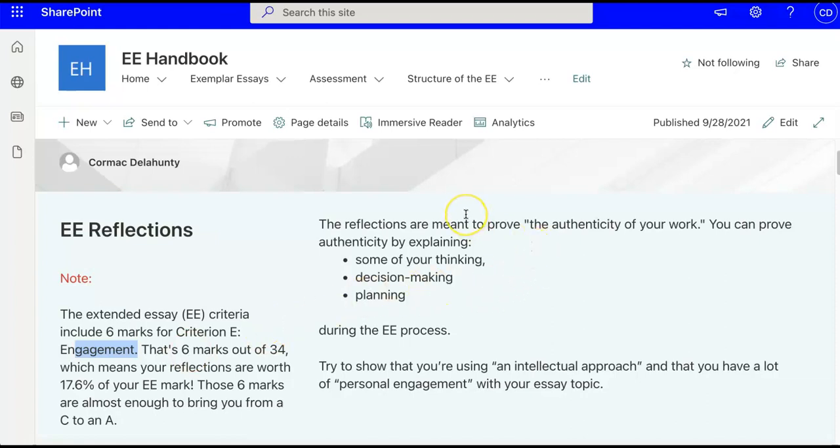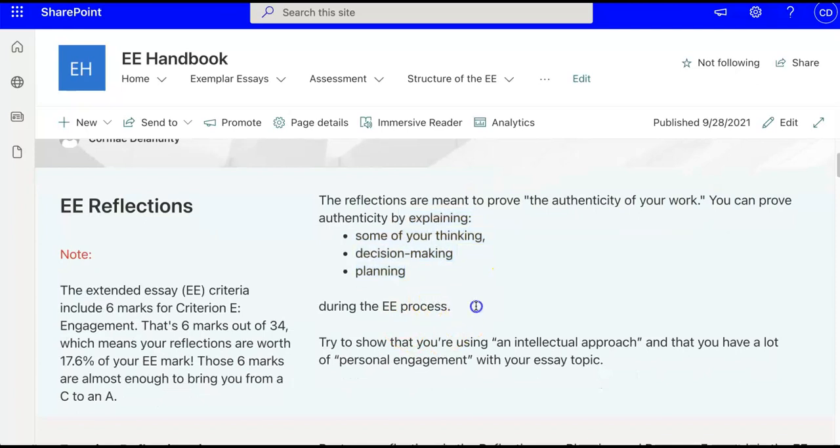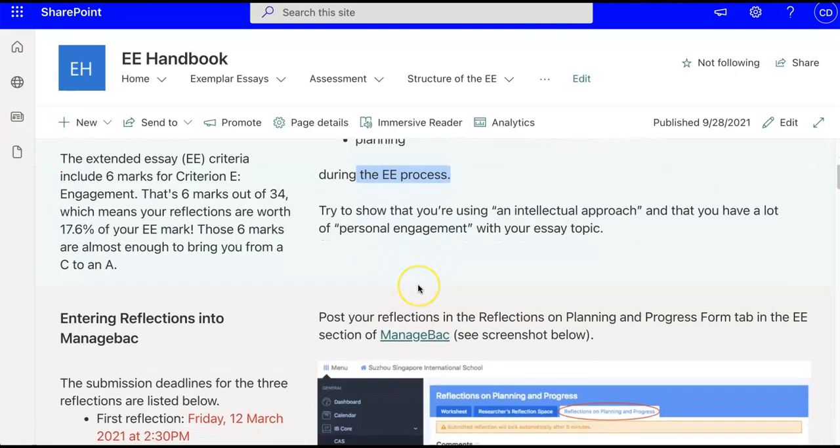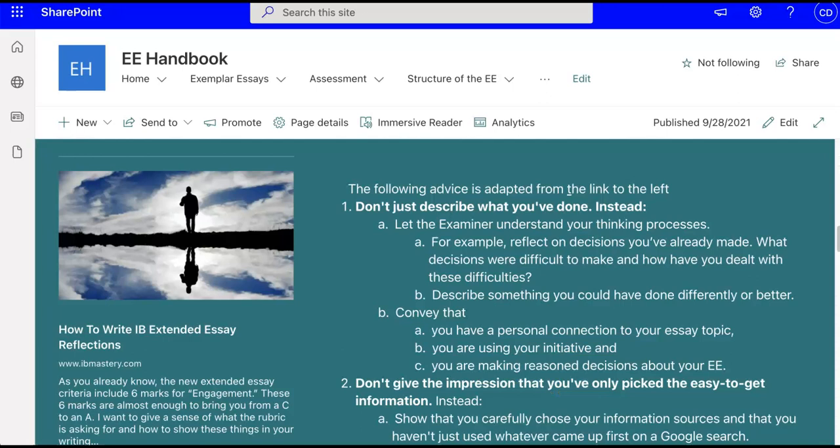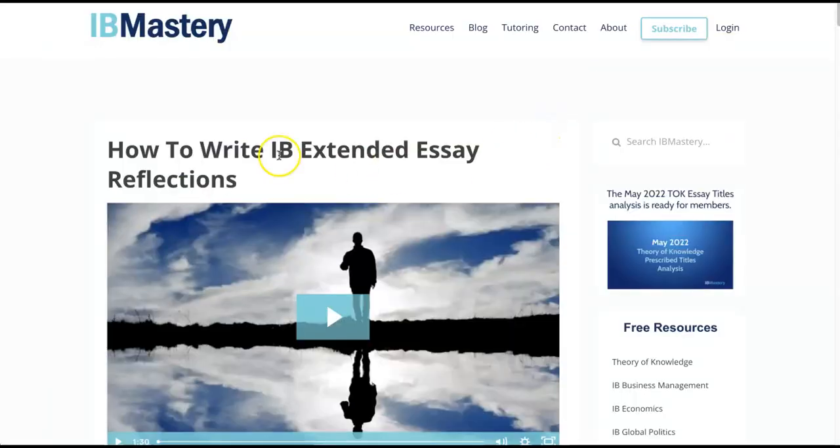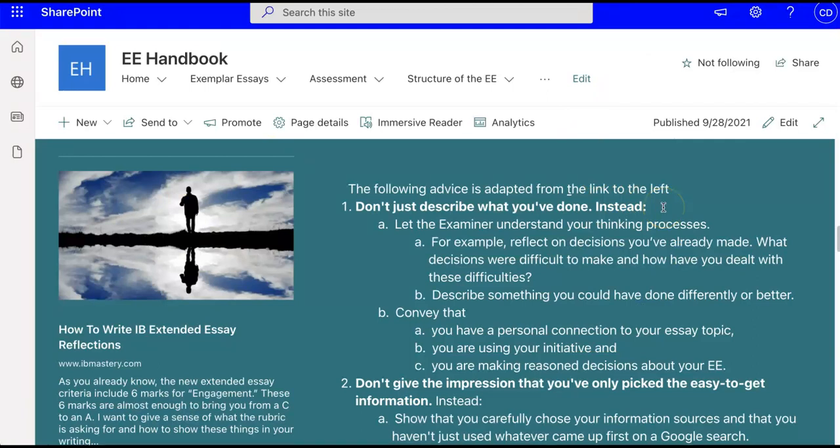Okay, so let's talk about what these reflections are supposed to show. They're supposed to prove the authenticity of your work. What does that mean? It means you can explain your thinking, your decision-making, and your planning during the process. The advice I'm going to go through here is adapted from the website ibmastery.com. If you search via Google for IB Mastery, how to write extended essay reflections, you'll come to this page, and my advice is quite similar. So let's go through it.